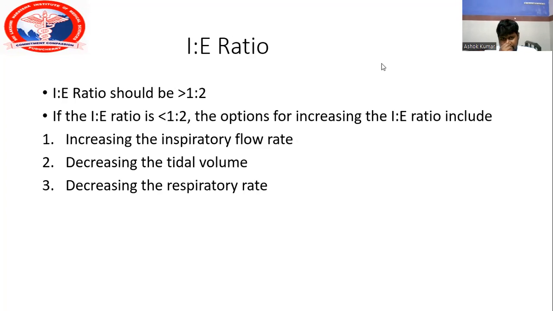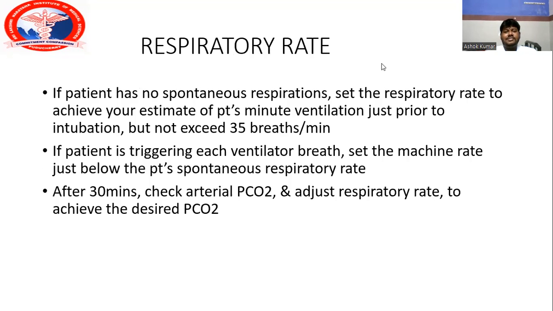Next is the inspiration to expiration ratio. Inspiration to expiration is normally 1:2 or more. In the following conditions, the ratio will be less than 1:2. Options for adjusting the ratio include increasing the inspiratory flow rate, decreasing the tidal volume, or decreasing the respiratory rate, most commonly to prevent auto-PEEP in patients with bronchial asthma or chronic obstructive pulmonary disease. We want to keep the expiration time longer, so the ratio should be less than 1:3. It is suggested to use 1:3 or 1:4.